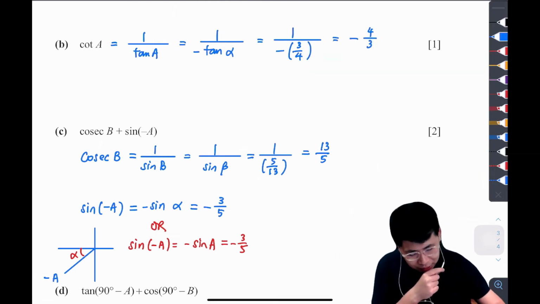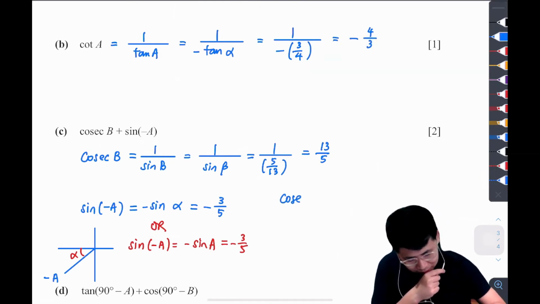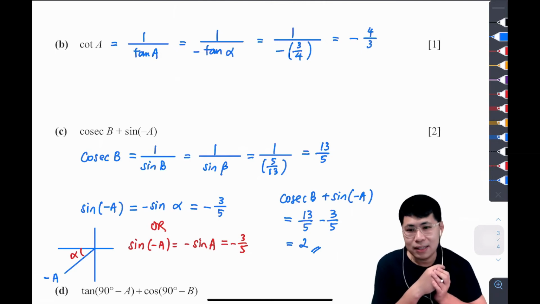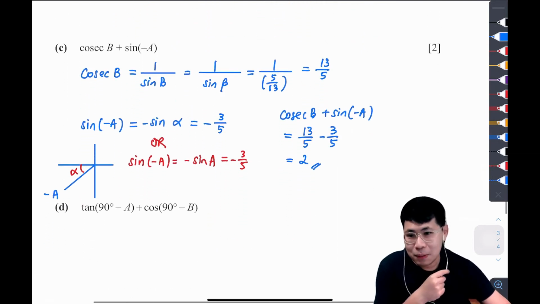So with this, what is cosecant of B plus sine of negative A? This will be equal to 13 over 5 minus 3 over 5. So this is 10 over 5, which equals 2. Okay, so mainly just like that. So this is part C.